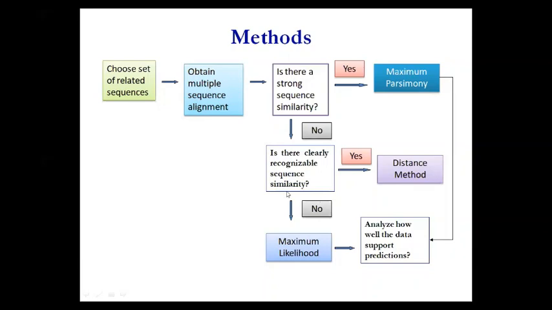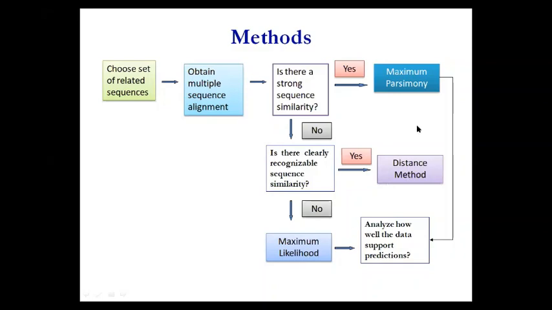And if you have no large-scale similarity, the second question will be: is there any clearly recognizable sequence similarity? Although there is no large-scale similarity, are there some segments where there is a similarity among the species? If it is clearly recognizable, then you have to follow the distance matrix method. But if your answer to this question is also no, meaning there is no recognizable similarity at all, then you take the third method, which is called the maximum likelihood method.